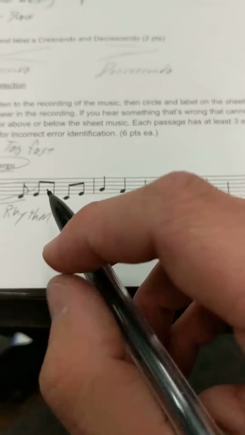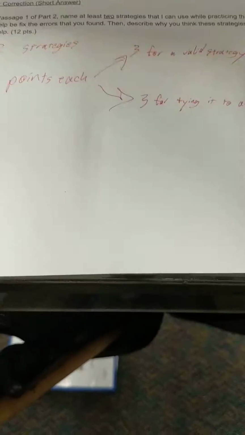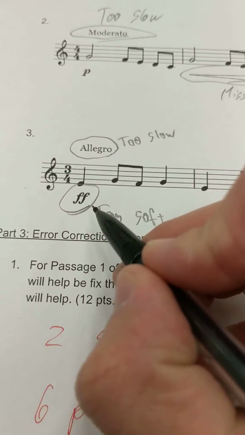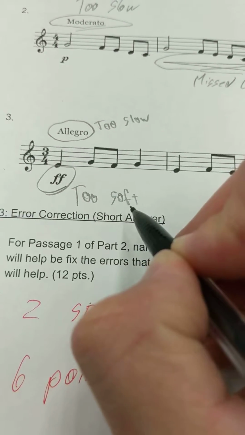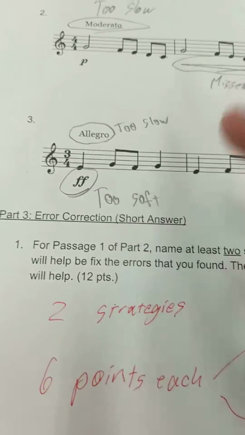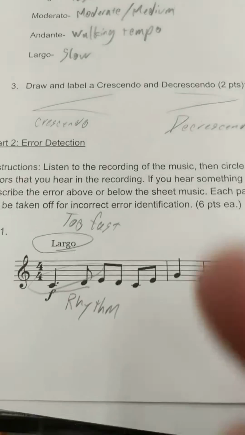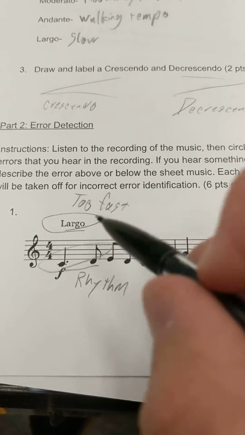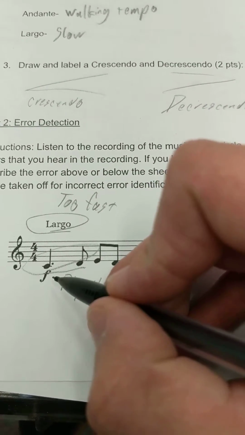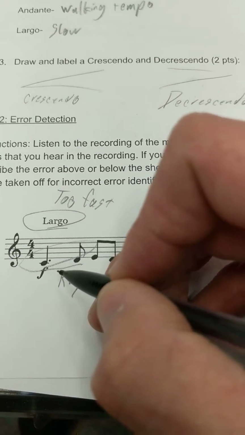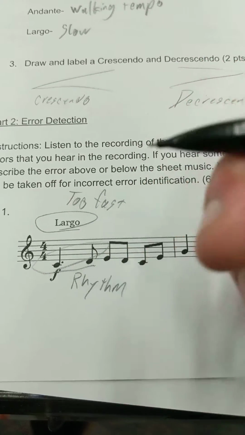All right, so the first thing would be dynamics. If there's something wrong with the dynamics, you're going to circle that dynamic marking, and you're going to write either too soft or too loud, depending on what you think it is. To tell if there's an error in dynamics, ask yourself, is it too loud or too soft? Usually if there's a forte, or if it's mezzo forte or fortissimo, it might be too soft. Or if it's pianissimo, piano, or mezzo piano, it might be too loud.